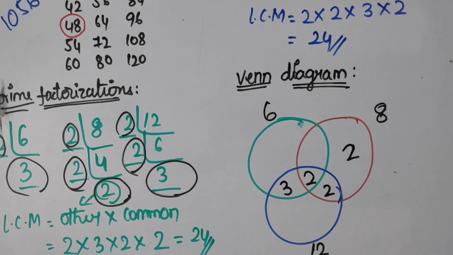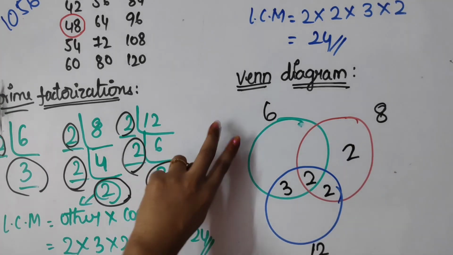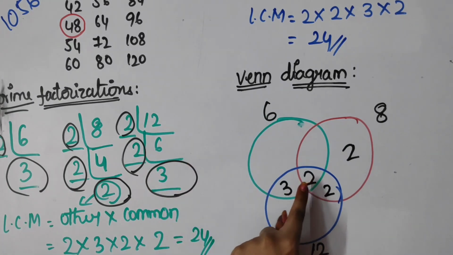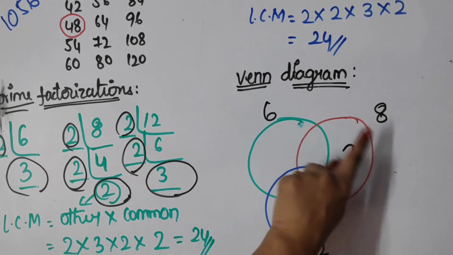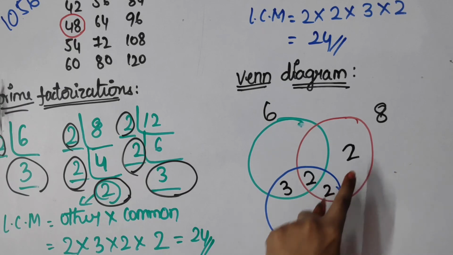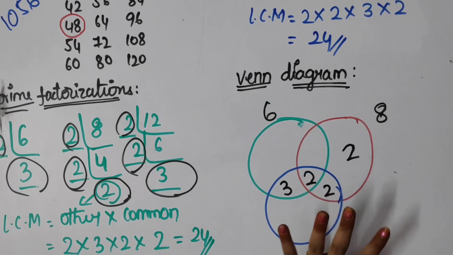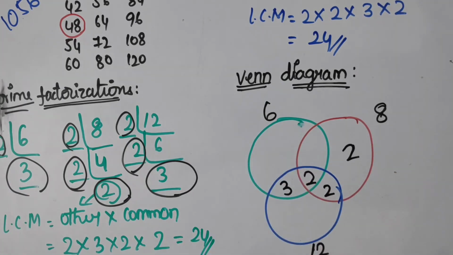Now let's see the green circle, which is for 6, 3 into 2, 3 2s are 6. The red circle, which is for 8, 2 2s are 4 and 4 2s are 8. Now for the blue circle, which is for 12, 3 2s are 6 and 6 2s are 12. So that's how LCM is solved in 4 different ways.